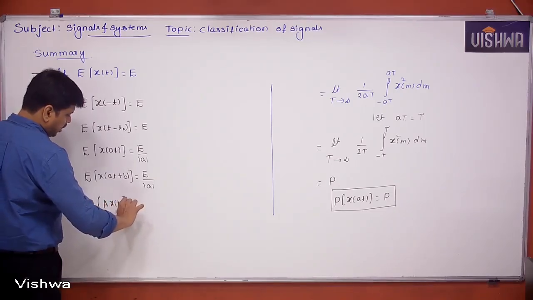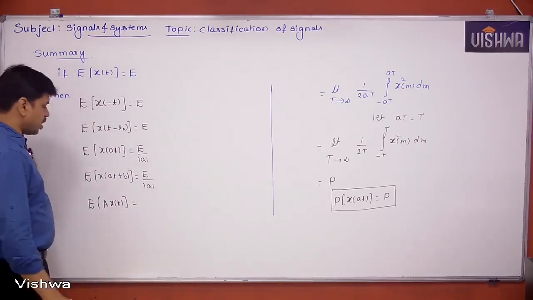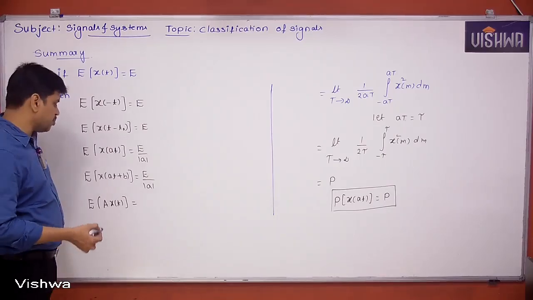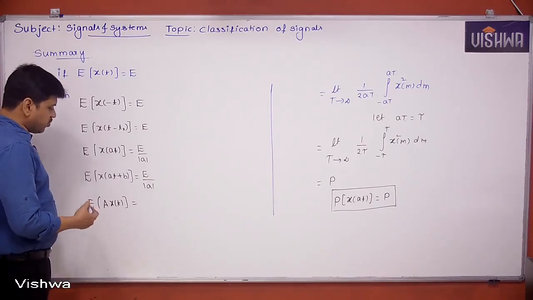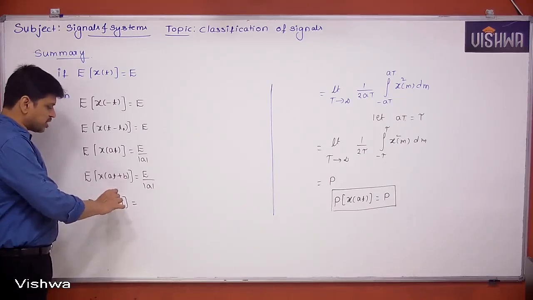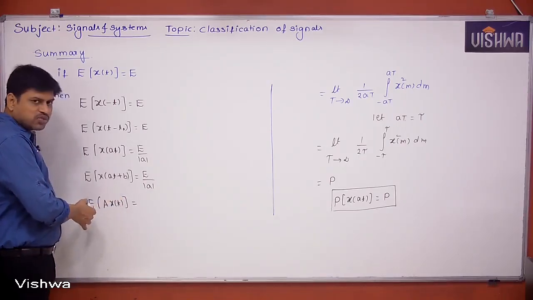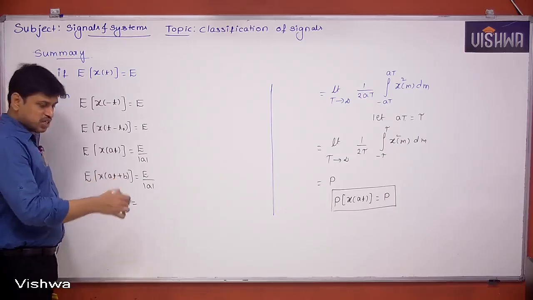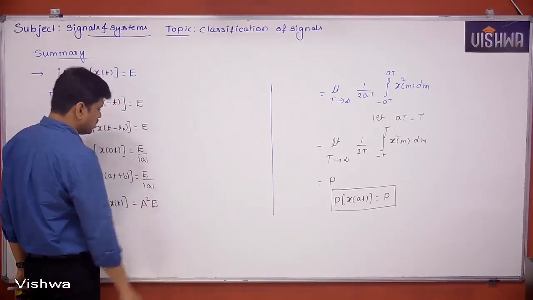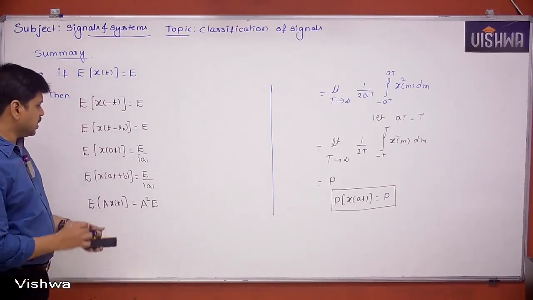Energy of Ax of t. So, if I multiply a signal with some constant A, then what will happen to its energy? If you try to find out the energy of the signal, we have to square the signal. Then it is going to be A square x of t square. If you take A square out of the integration, then A square times the energy, which is nothing but A square E. So, this is about the energy signal.